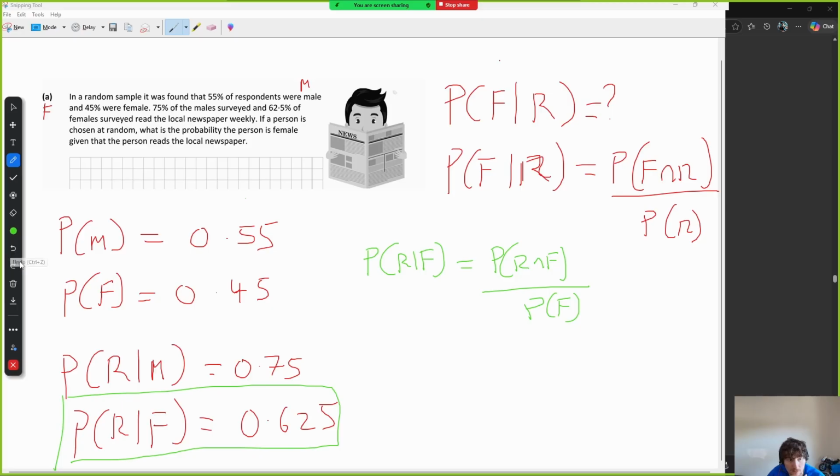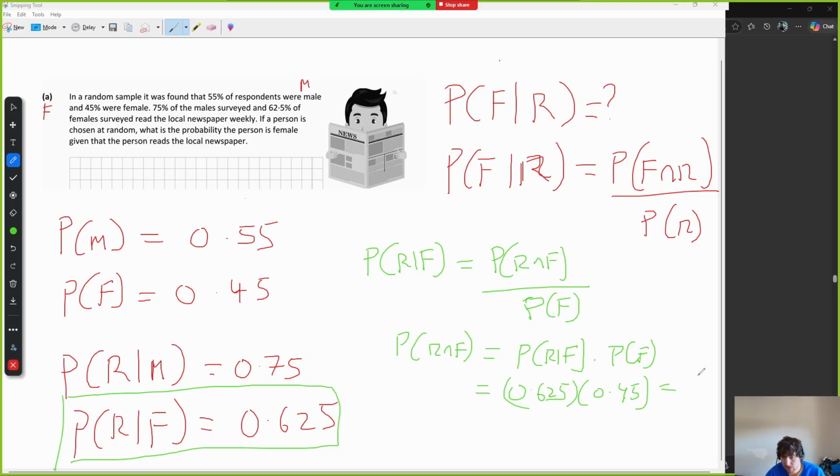So I can just move this around, and I'll write it like this for a second: the probability of R intersect F is really just equal to the probability of R given F, when you move it around here, multiplied by the probability of F. Okay? And we know those values. This is 0.625 multiplied by the probability of being female, which is 0.45. So you're just solving through the algebra here, following the instructions of what your algebra is telling you to do. 0.625 multiplied by 0.45.